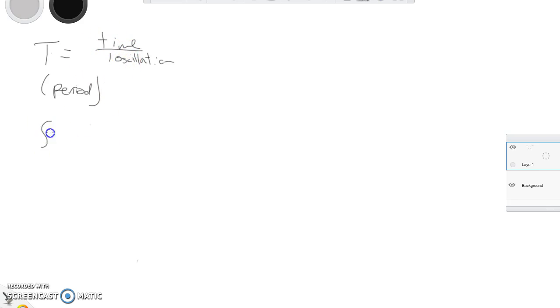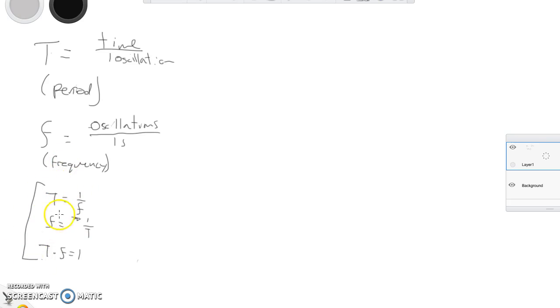Then we have this other word, frequency, which is the inverse of the period, which means the number of oscillations in 1 second. We can find these because T is equal to 1 over f, and f is equal to 1 over T, which also means that T times f is equal to 1. So this is the relationship between frequency and period.